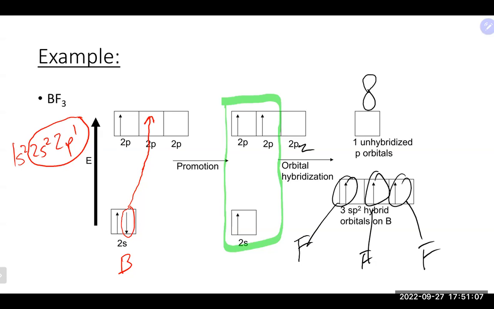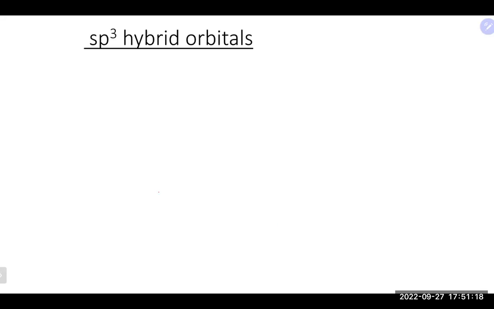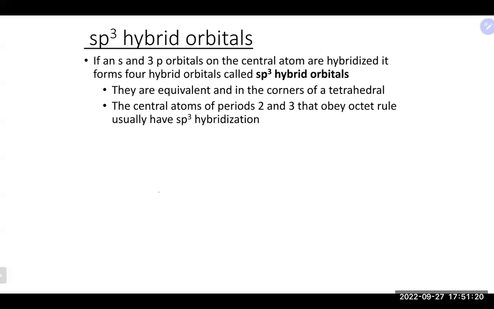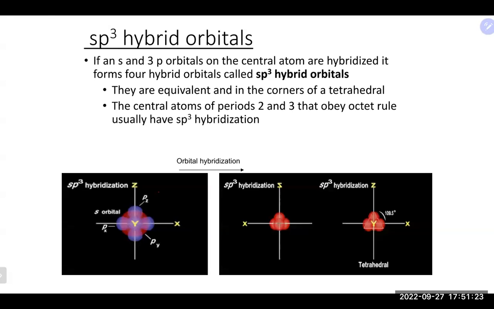So sp2, and literally you just count the letters. sp2 is 3 electron pairs, trigonal planar. That is how it should work, as simple as that. People like to complicate it. Why complicate it, right? Another hybridization, which is very common, is sp3 hybridization.